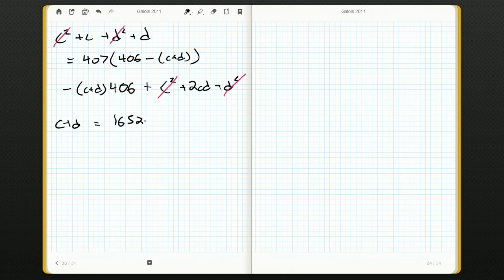It's 165242. I'm going to put this C plus D in brackets. Minus 407(C plus D). Minus 406(C plus D). So I'll group all my C plus Ds together. Plus 2CD. So we want CD all on its own. So we're going to bring it over to one side.